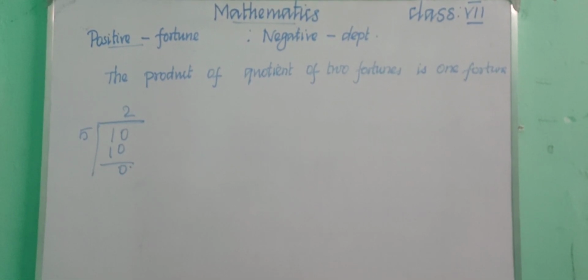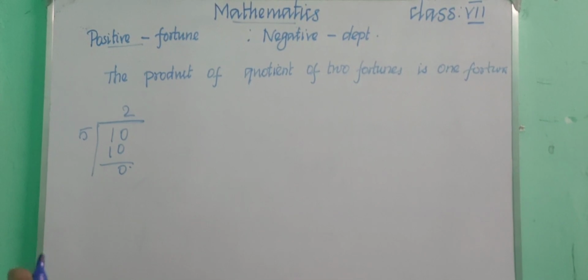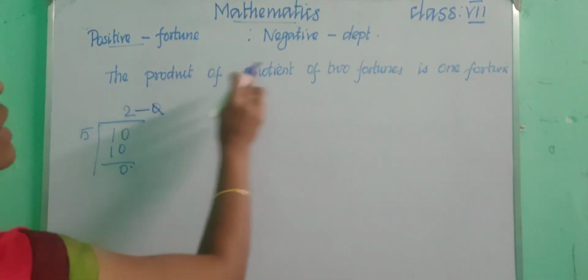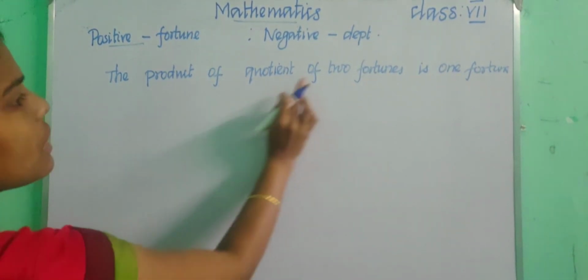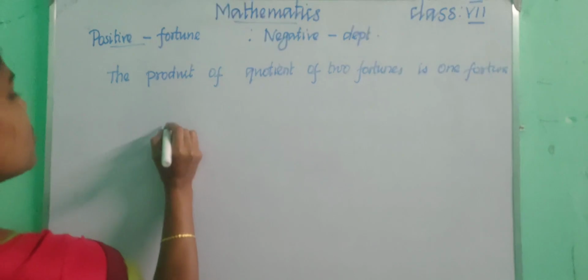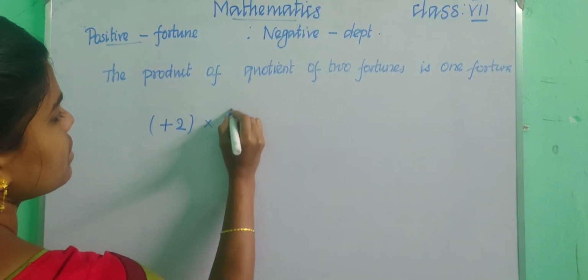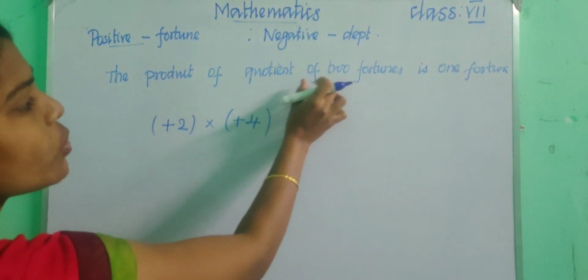The product or quotient of two fortunes is a fortune. Quotient means the result in a division. So two fortunes means two positives, for example plus 2 and plus 4.